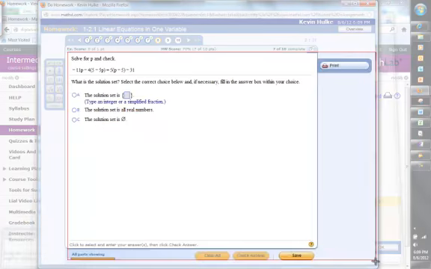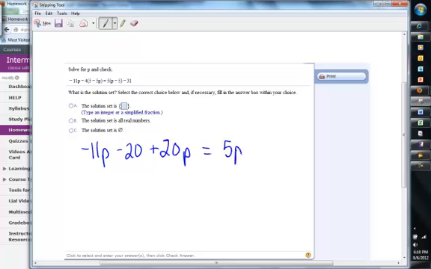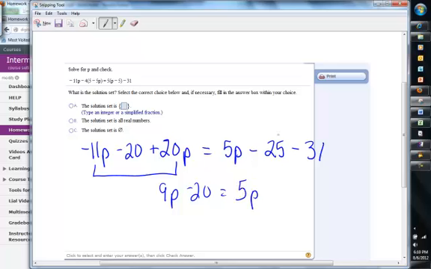So let's get p up there, and we will solve for it. We want to get all the p's on the same side. The first thing I'm going to do is multiply out the parentheses. That'll be negative 4 times 5 is negative 20. Negative 4 times negative 5 is positive 20p. On the other side, I'll have 5 times p is 5p, minus 5 times 5 is 25, minus 31. Now let's combine our like terms. On this side, we've got negative 11 plus 20 is 9p minus 20. And on the other side, we have 5p minus 25 minus 31 is minus 56.